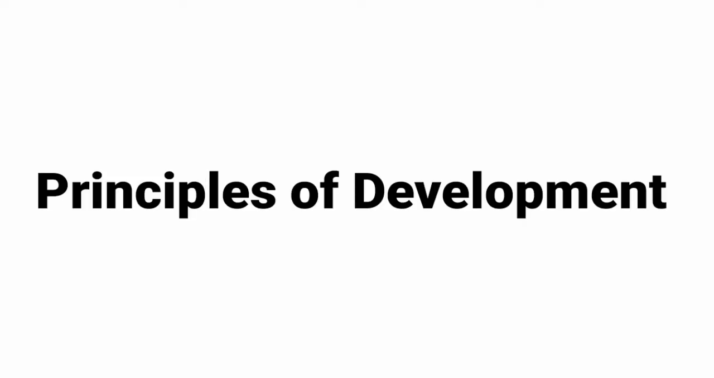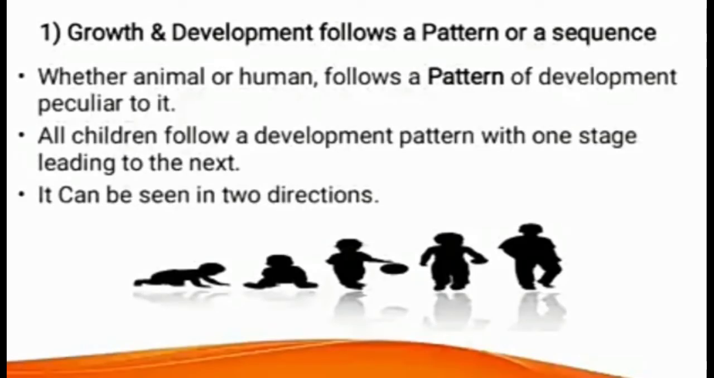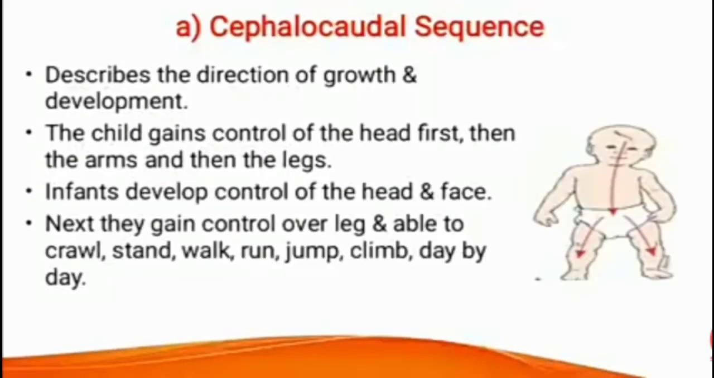Next, we have to learn the principles of development. The first principle is, growth and development follow a pattern or a sequence. Whether animal or human, each follows a pattern of development peculiar to it. All children follow a development pattern with one stage leading to the next. It can be seen in two directions, which are cephalocaudal sequence and proximodistal sequence.